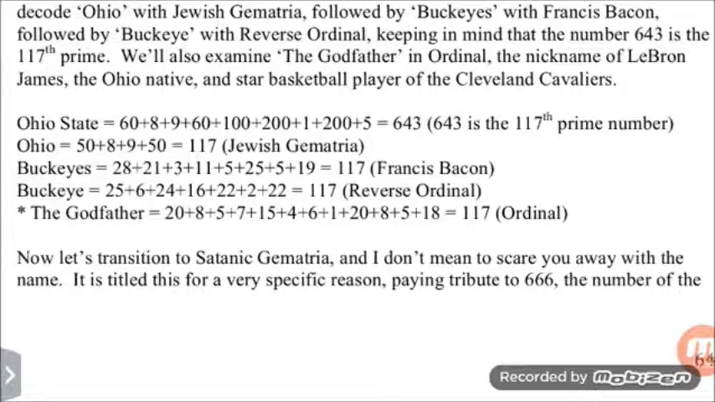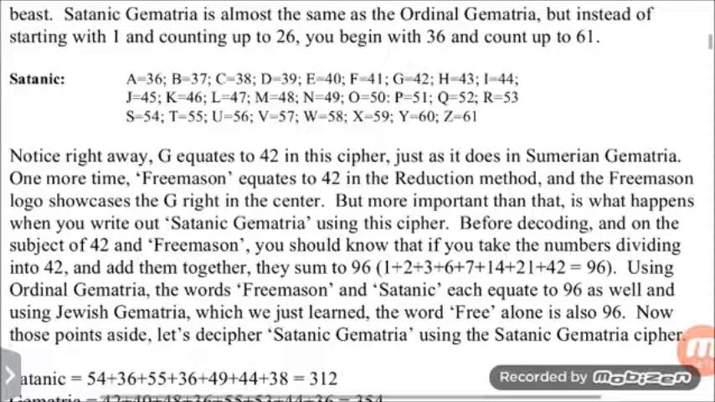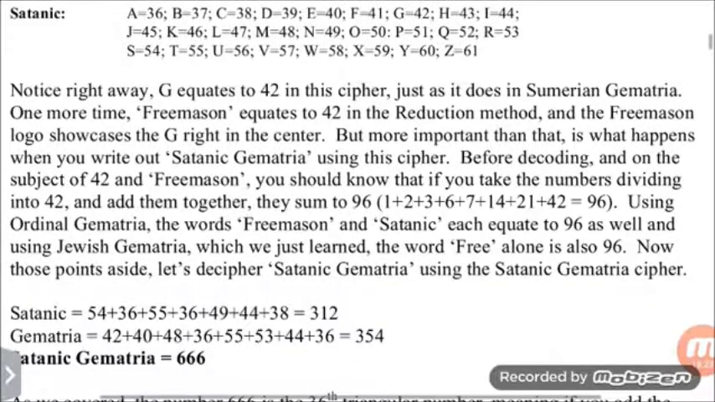Now let's transition to Satanic gematria, and I don't mean to scare you away with the name. It is titled this way for a specific reason, paying tribute to 666, the number of the beast. Satanic gematria is almost the same as ordinal gematria, but instead of starting with 1 and counting up to 26, you begin with 36 and count up to 61. Notice right away, G equates to 42 in this cipher, just as it does in Sumerian gematria.